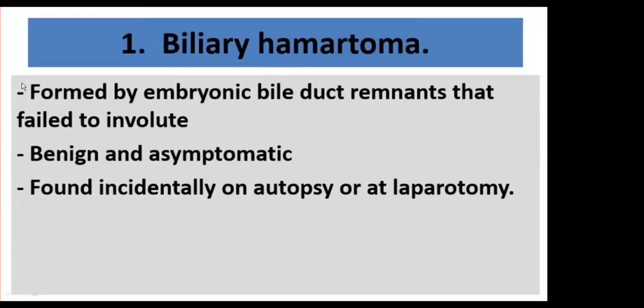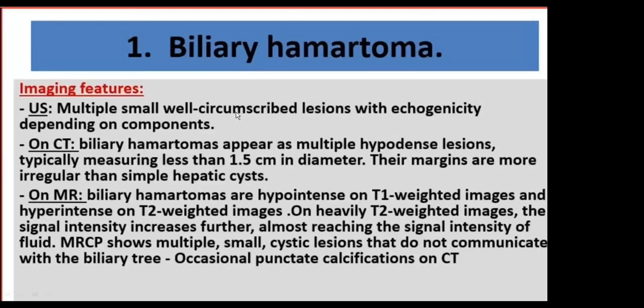So biliary hamartomas result from embryonic bile duct remnants that fail to involute. They are benign and asymptomatic, and may be found incidentally on autopsy or at laparotomy. Imaging finding: usually a well circumscribed lesion with echogenicity depending on the content. And usually they present on CT as multiple hypodense lesions less than 1.5 cm and margins more irregular than a simple hepatic cyst.